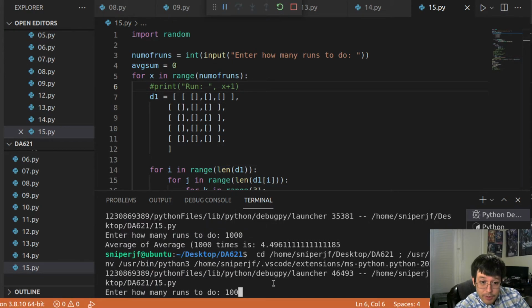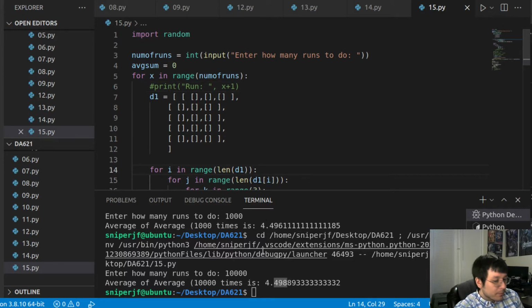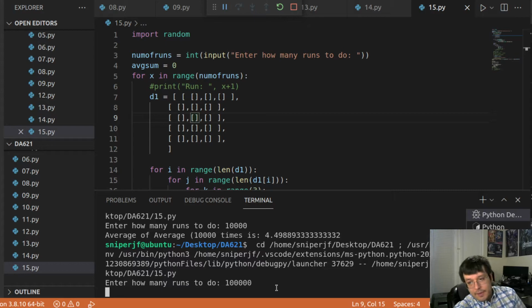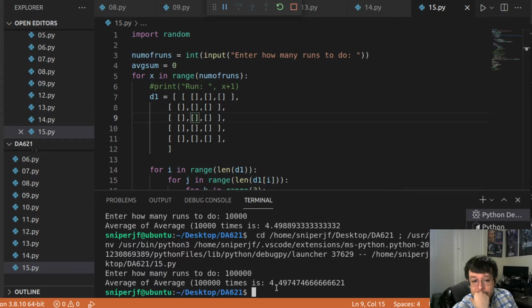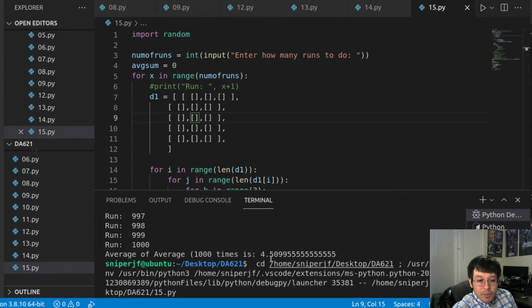So now let's go to 10,000. And boom, done. 10,000, 4.49. Huh, I was expecting it to be 4.500-something. But interestingly enough, let's go hardcore. All right, that's going to take probably a couple of seconds, I'd say about 10 seconds. There we go. 4.49, interesting.